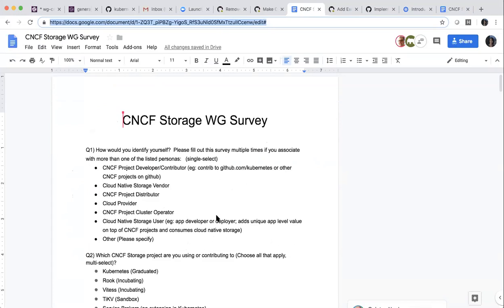Okay, so here's the survey. So just go through the questions. The first question is just to ask people to identify themselves. Here, we're saying that if you identify yourself with multiple of those personas, then you fill this out multiple times. Do you think it's necessary to separate them out and fill this out multiple times?